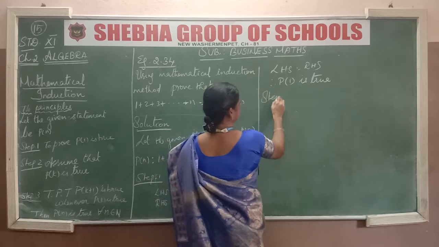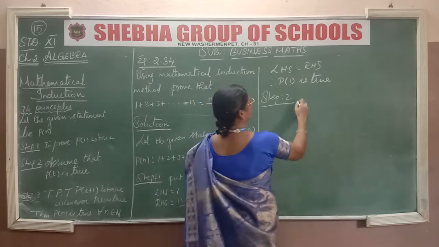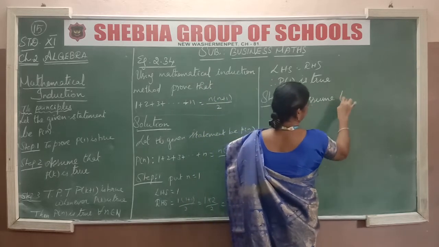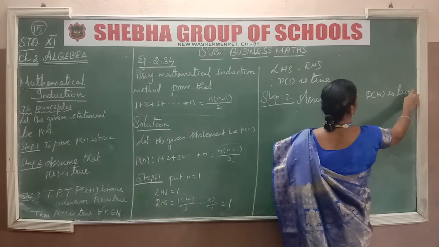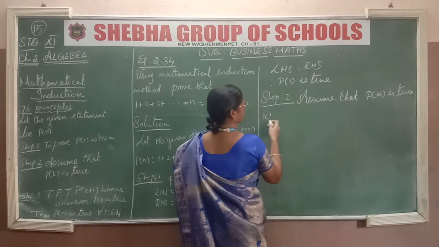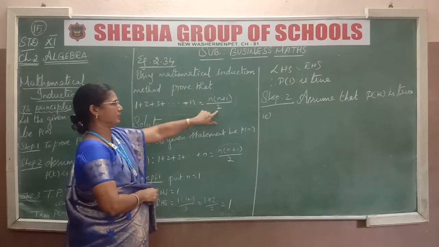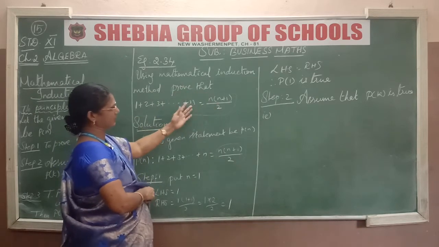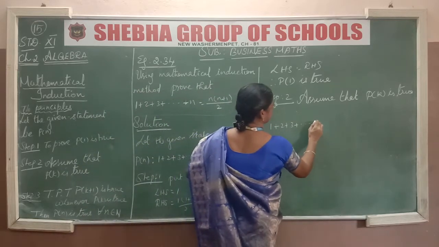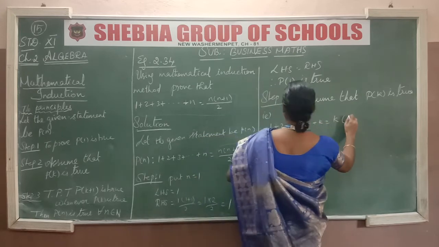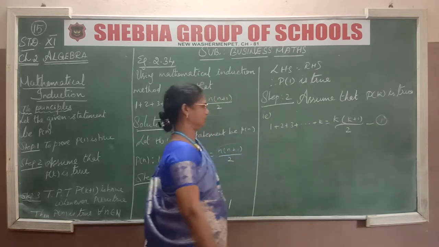Next, step 2. What is step 2? Step 2 is assume that P of k is true. That is, what is P of k? Listen, the statement 1 plus 2 plus etc. up to n equal to n into n plus 1 by 2. This is P of n. So P of k is replace n by k, we get P of k. So 1 plus 2 plus 3 plus etc. up to k is equal to k into k plus 1 by 2. Mark it equation number 1.